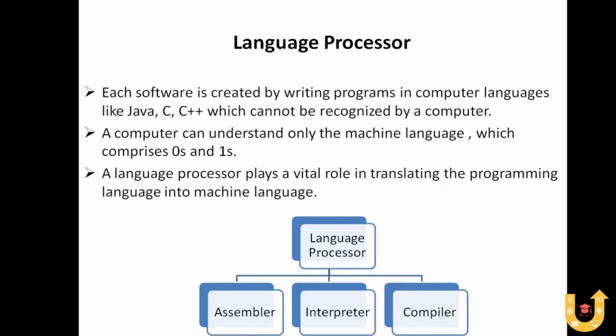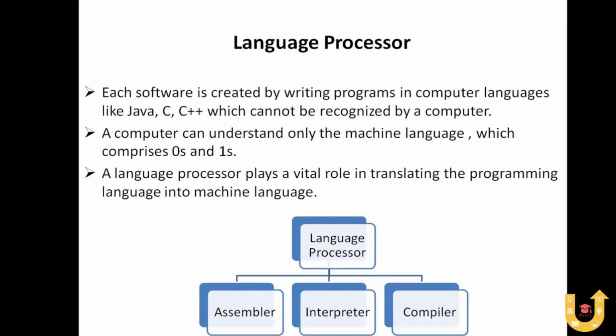Let's cover the third and the last system software, language processor. Each software is created by writing programs in computer languages like Java, C, C++, which can't be recognized by a computer. A computer can understand only the machine language, which comprises zeros and ones. Here, a language processor plays an important role in translating the programming language into machine language.